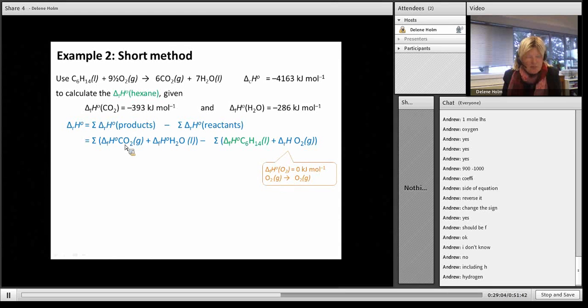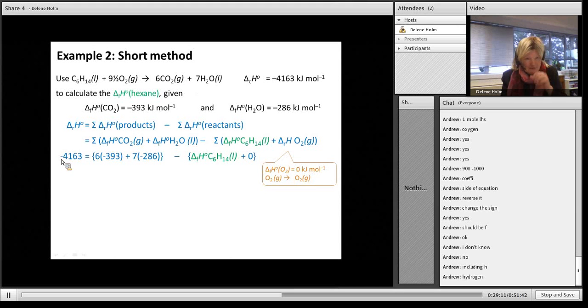So now I just have to plug in the values here. So the minus 4163, remember that's for our reaction. Sorry. So that goes on the extreme left. Remember, I've got 6 carbon dioxide values, so I've got to put it in. I've got 7 water values, so that's got to be put in.